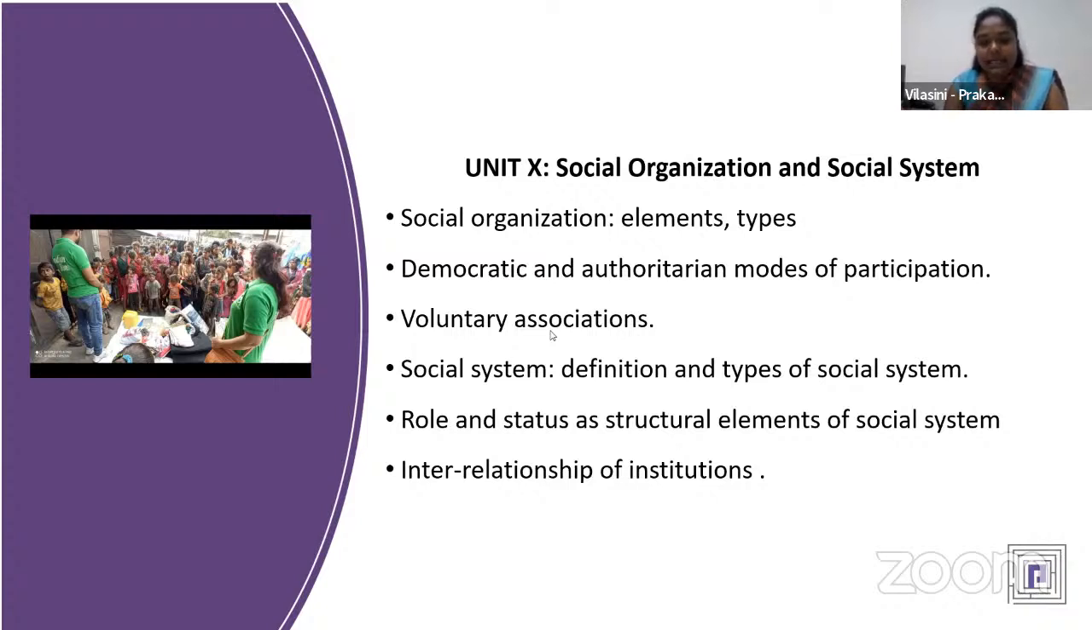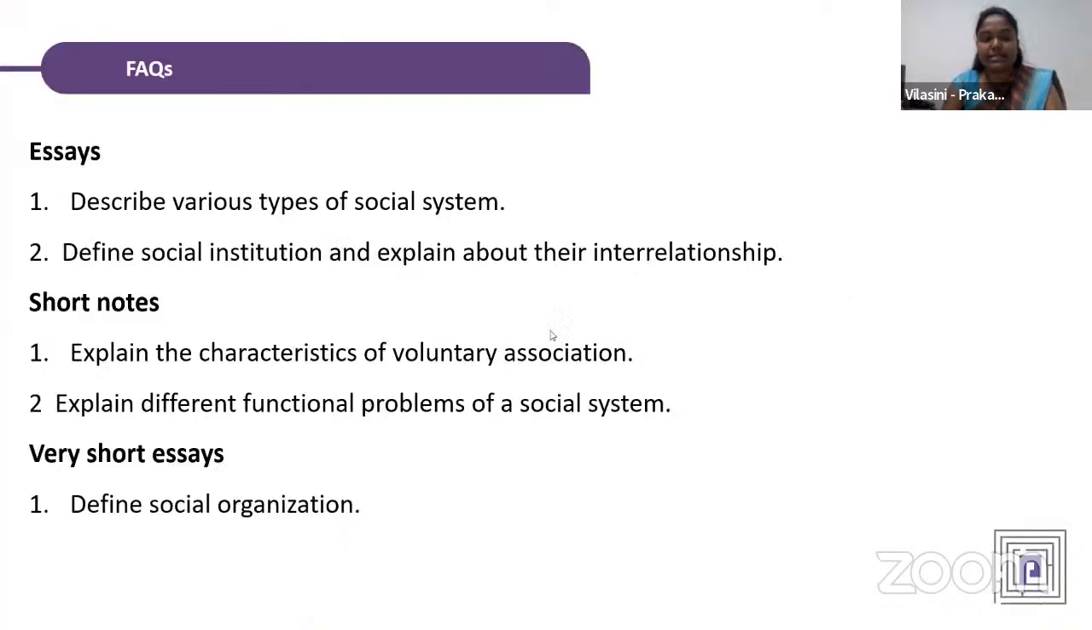Then next is interrelationships of institution. The complete interrelationship of institution is based on the means of control and utilization of social energy. Examples of institutions I'll tell you: family, marriage, religion, educational institutions, political institutions. These are the interrelationships. So here it is a means of control and utilization of social energy. This is about social organization.